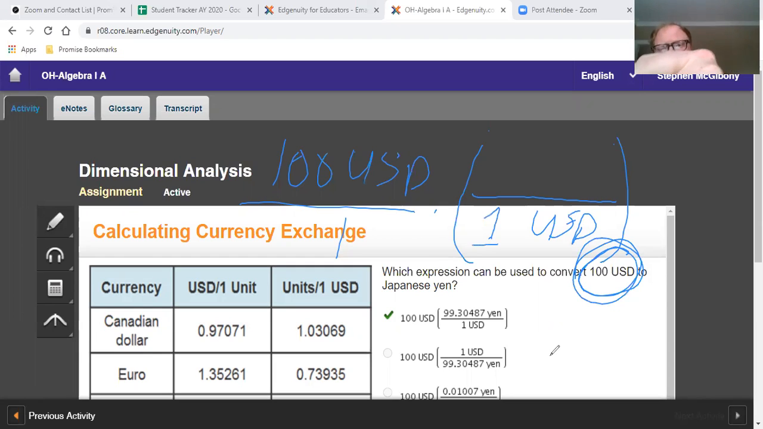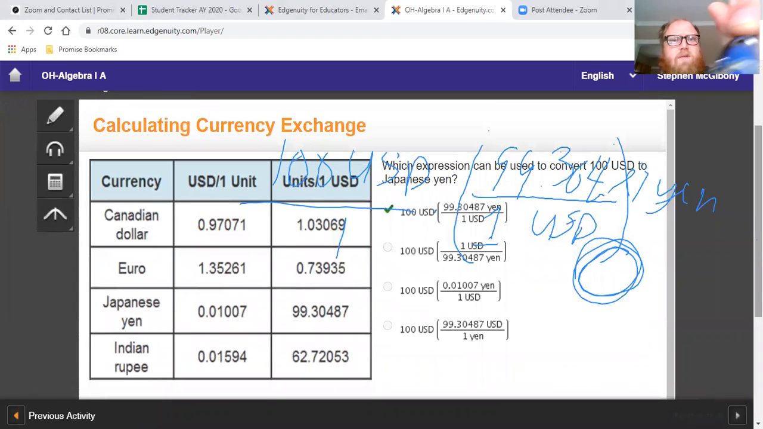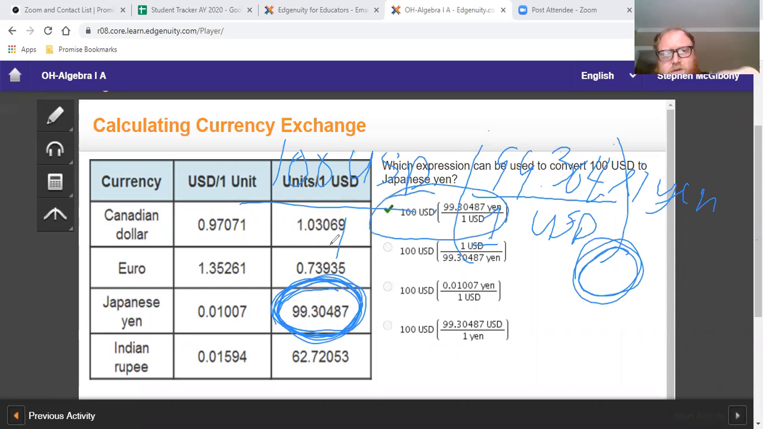And if you look at the chart, it says 99.30487 yen in that column. Let me scoot down a little bit. There we go. 99.30487 yen over 1 US dollar. So we want to choose the first response.